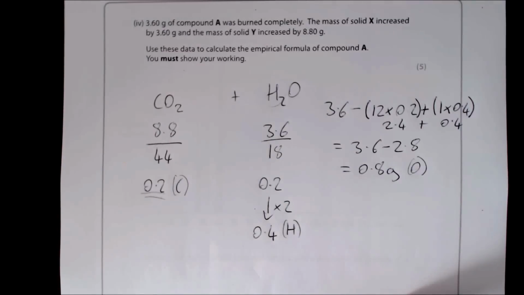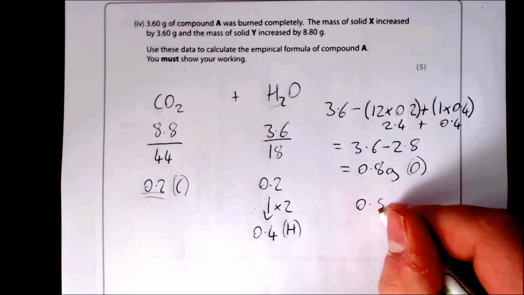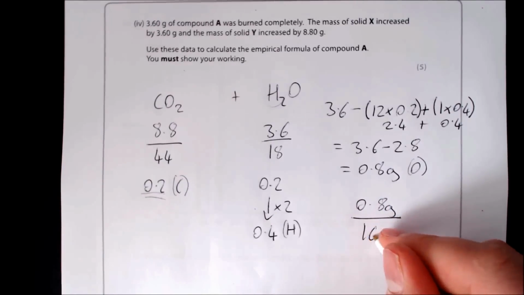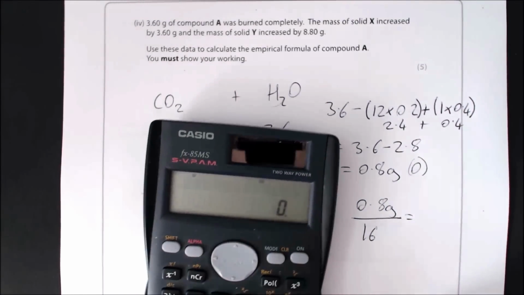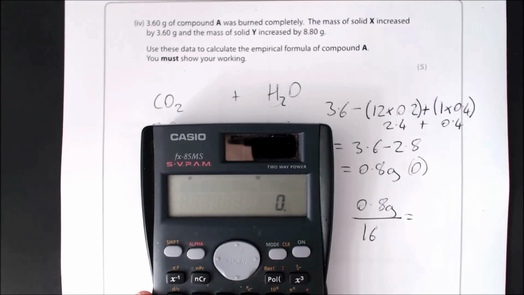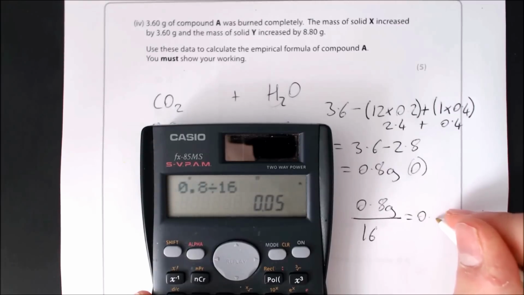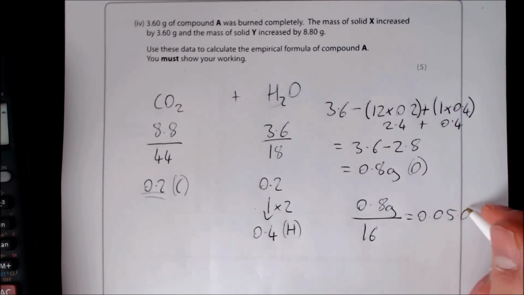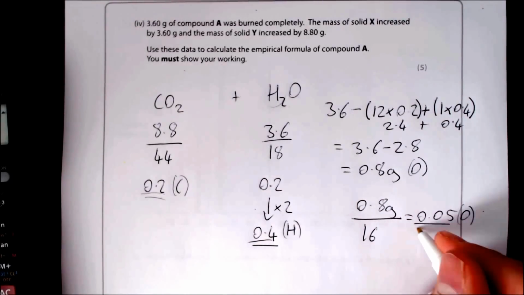Obviously, we need to work out the number of moles. The number of moles is mass over MR. So the mass is 0.8 grams divided by the MR of oxygen, which is 16. This should tell us the number of moles of oxygen in our product. So 0.8 divided by 16 is 0.05. Now we have the number of moles for carbon, hydrogen, and oxygen.